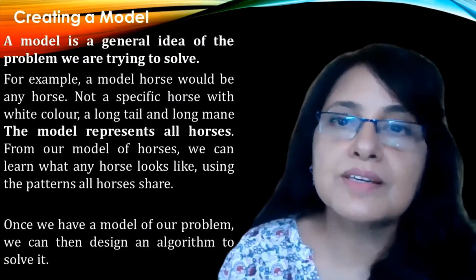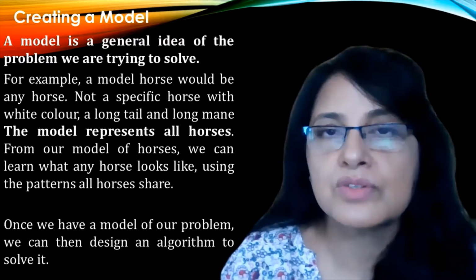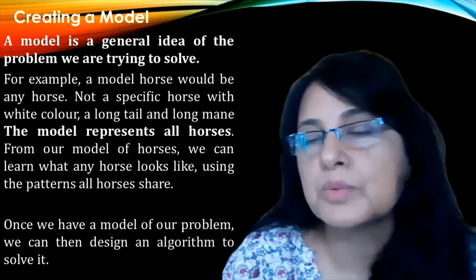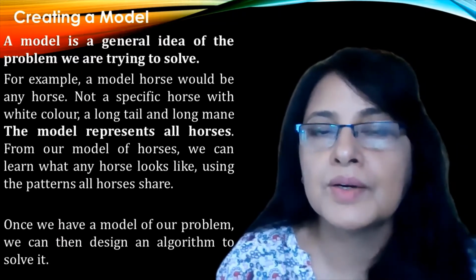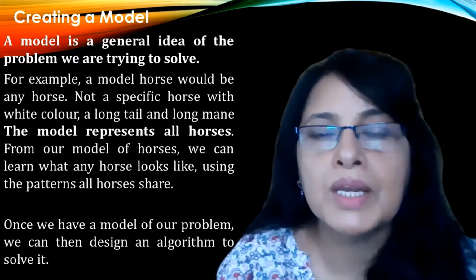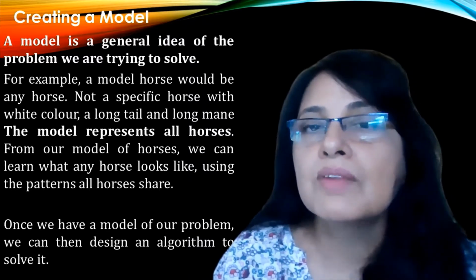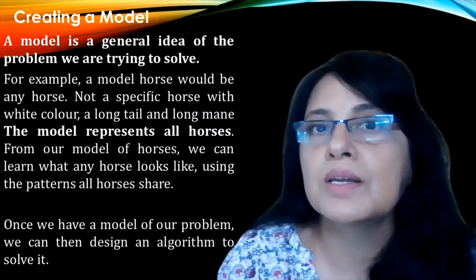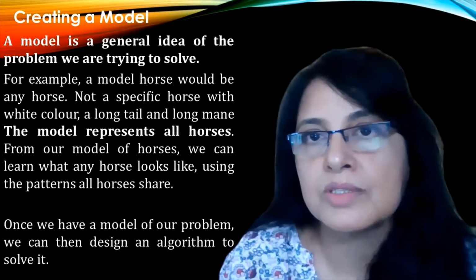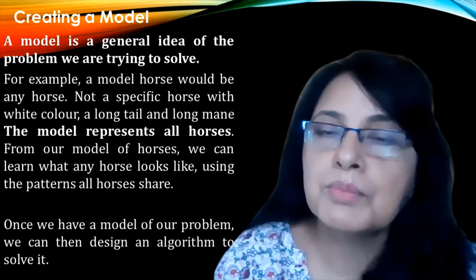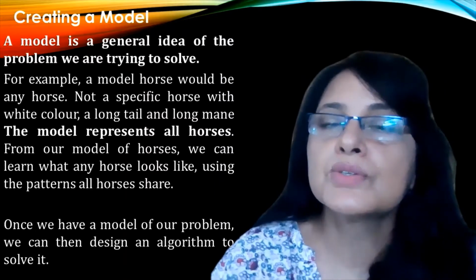We come to creating a model. Now, a model is a general idea of the problem we are trying to solve. So, for example, a model horse would be any horse, no specific horse, no specific color, a long tail or a long mane. We have a model that represents all horses, and from our model of the horses, we can learn what any horse looks like using patterns all horses share. Once we have the model of our problem, we can design an algorithm to solve it.